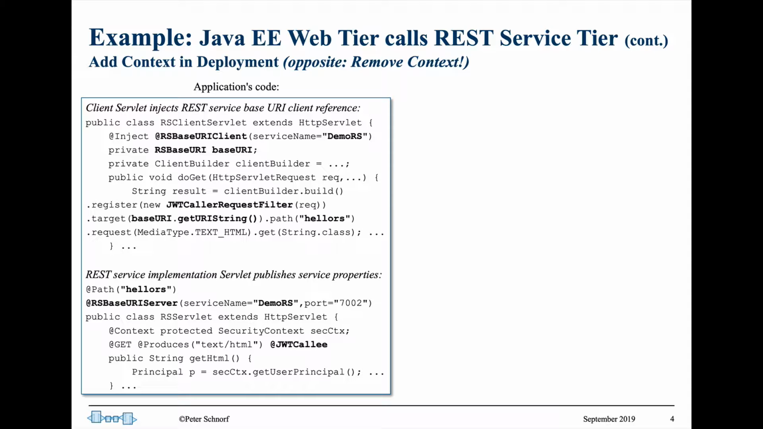The rest is pretty much standard to create a connection to a REST service. The client builder is invoked. We have to build the client first and register, in order to fulfill the security requirements, the JWT caller request filter. Then we get the URI string of the target from our injected base URI, set the path, the media type, and so on, and get the result.